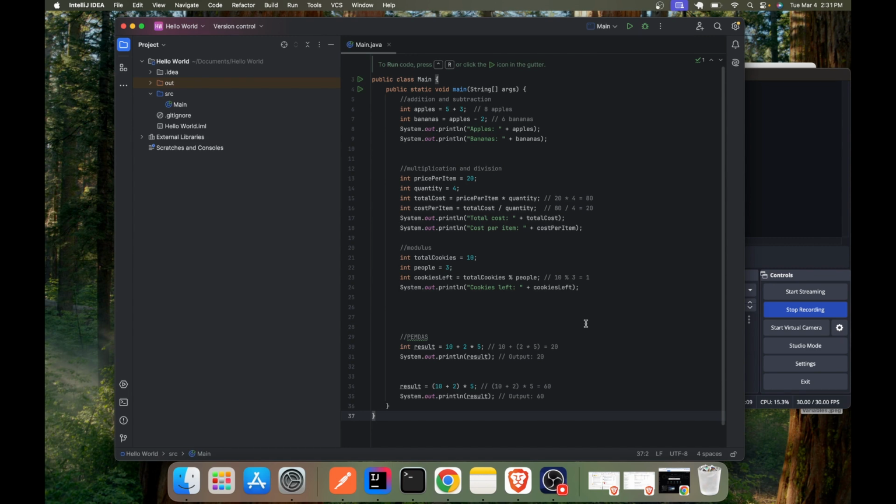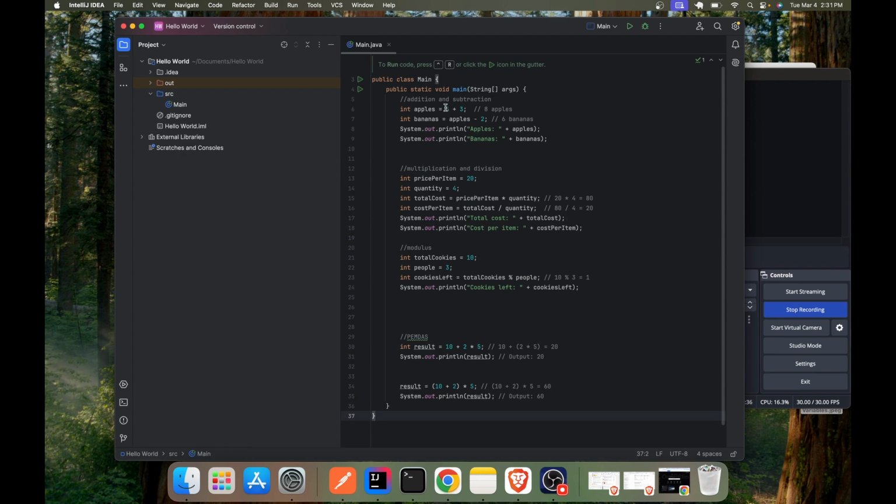So arithmetic operators within Java, there are 5 main ones. Your standard addition and subtraction, your standard multiplication and division, as well as one that is probably a little unique to you if you're not familiar, and that last one would be modulus. So let's take a look at addition and subtraction.